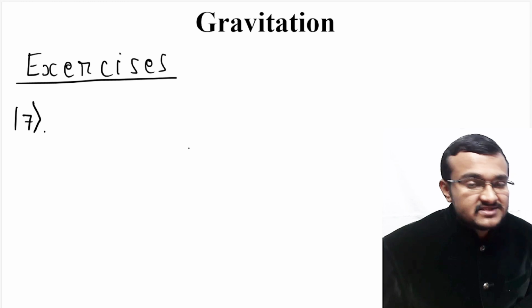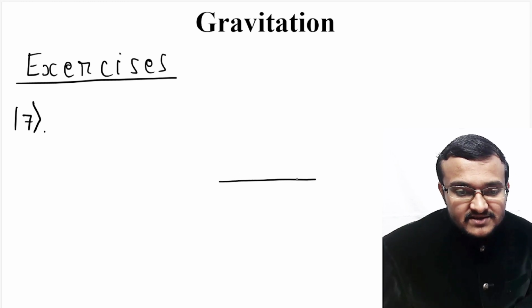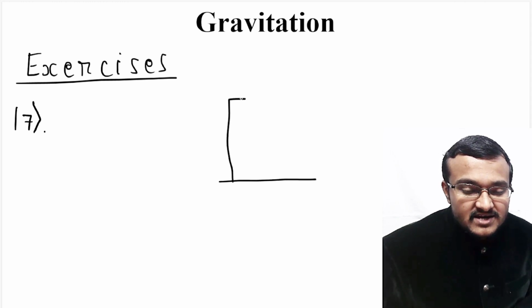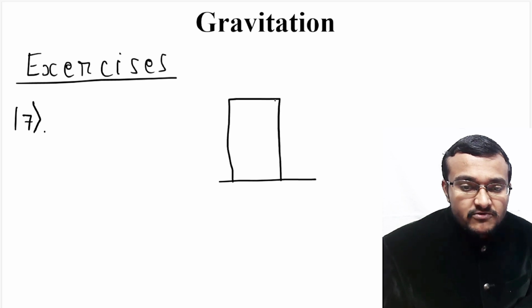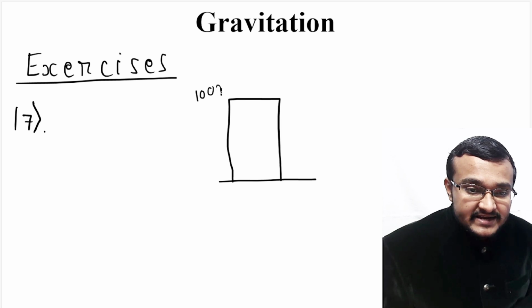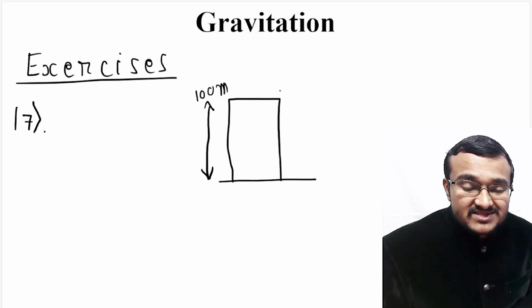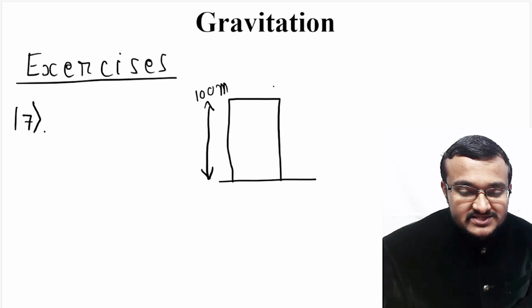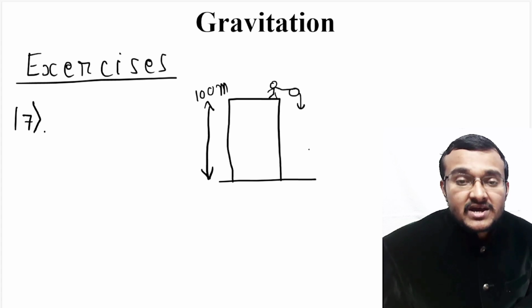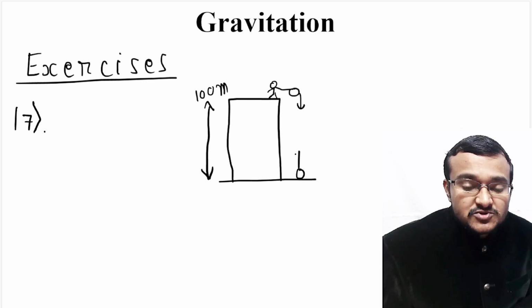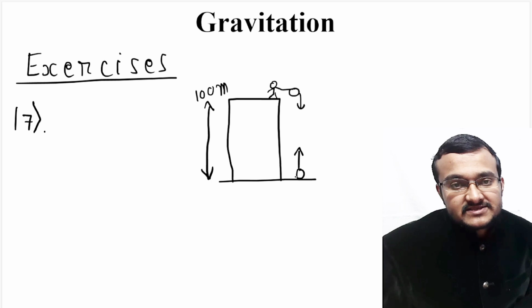Coming to the 17th question in this particular exercise, here there is a building which is 100-meter high. So from the top of this building, that is from 100-meter height, a stone is dropped. So let's say a person is standing on this building and he throws a stone from this particular height. And from the ground, there was one more stone which was thrown vertically upwards like this.